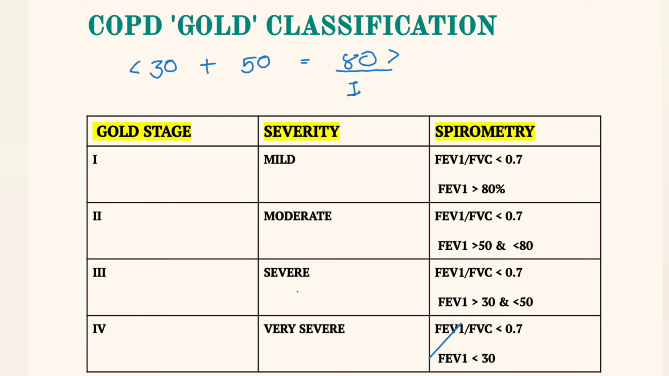For stage 2, FEV1 is 50 to 80. It is called stage 2. In stage 3, FEV1 is 30 to 50. It is called stage 3. In stage 4, FEV1 is less than 30. That's how you can remember the GOLD stage classification for COPD.